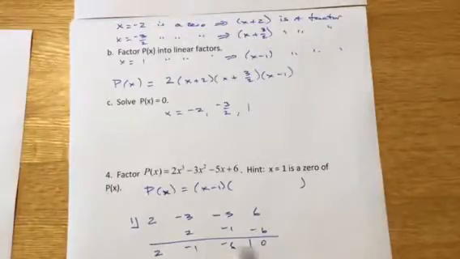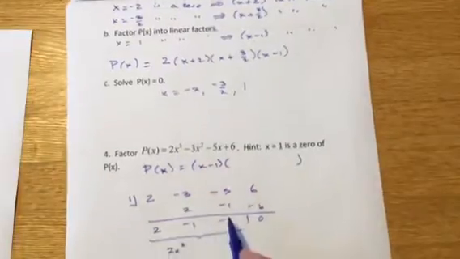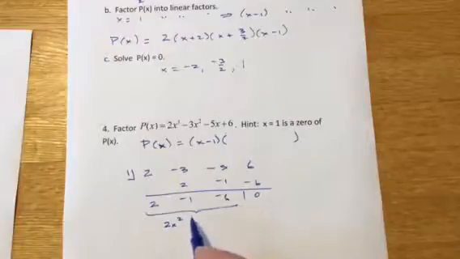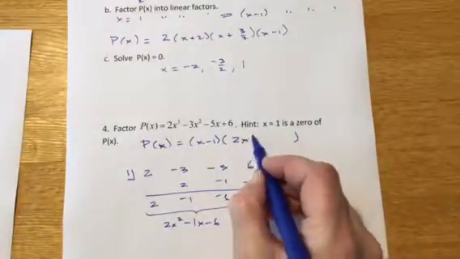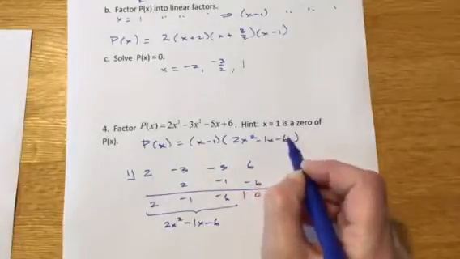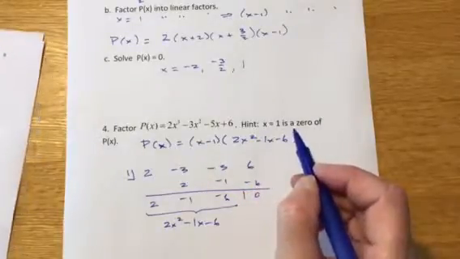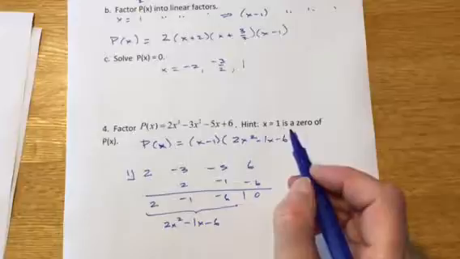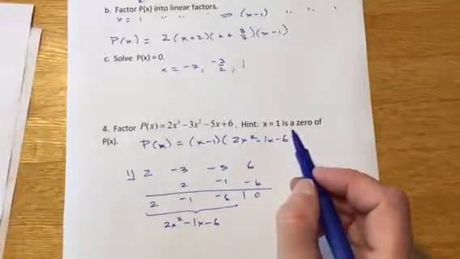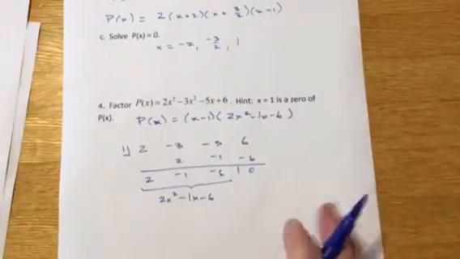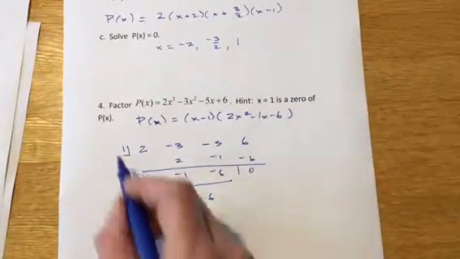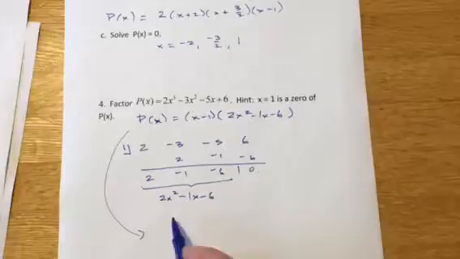which we do. But again, remember, this is what's left over from the division. So that's 2x squared, decrease the power by 1, minus 1x, minus 6. So that's what belongs here. And so then we just try to finish factoring. So this is now a quadratic, which just makes it a little bit easier to factor.